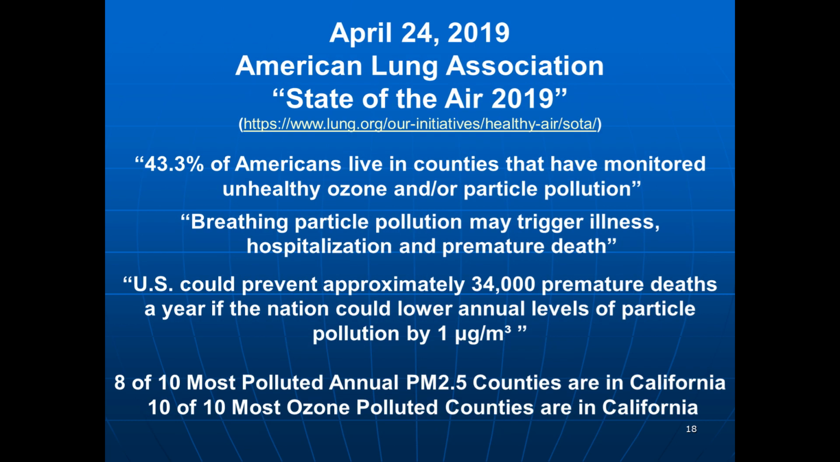One of the publications that is used every year to promote the dangers of air pollution is called the American Lung Association State of the Air. In 2019, they made the claim that 43% of Americans live in unhealthy counties, and that you can prevent 34,000 premature deaths if you can lower the PM2.5 level by 1 microgram per cubic meter. And they've got 8 of the 10 most PM2.5-polluted counties in California, and all 10 of the most ozone-polluted are in California.